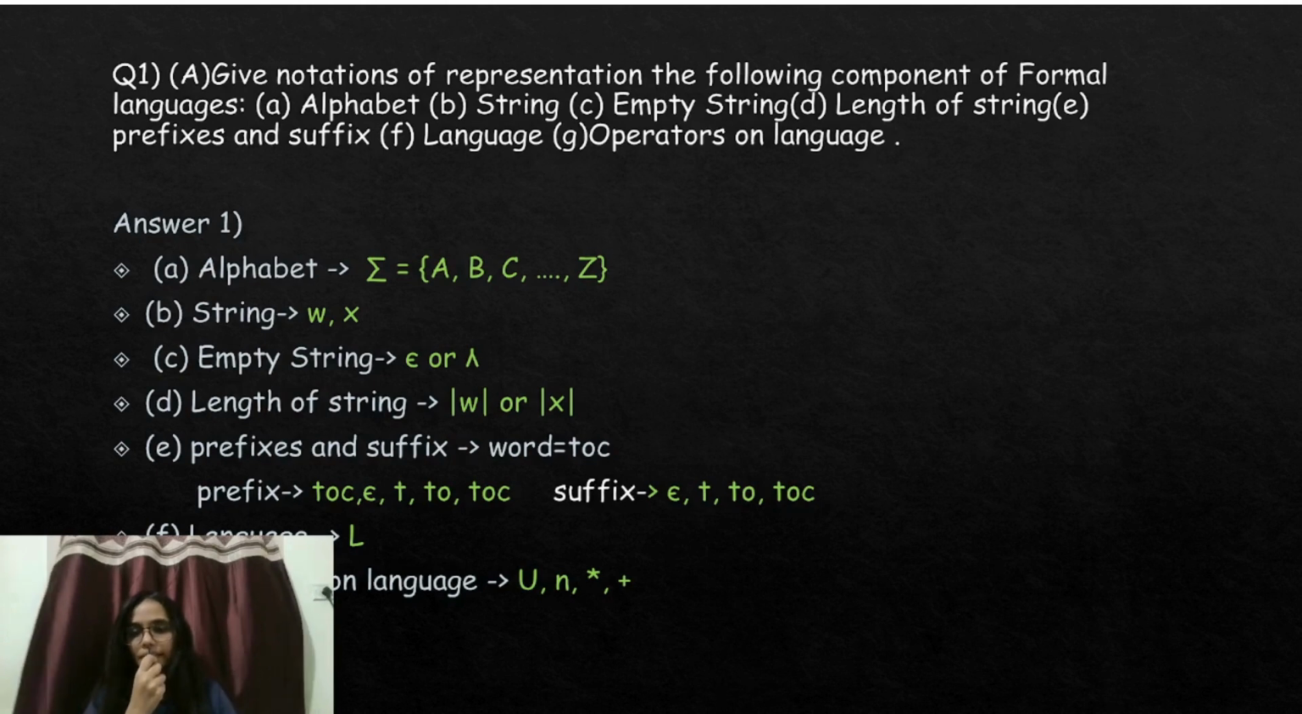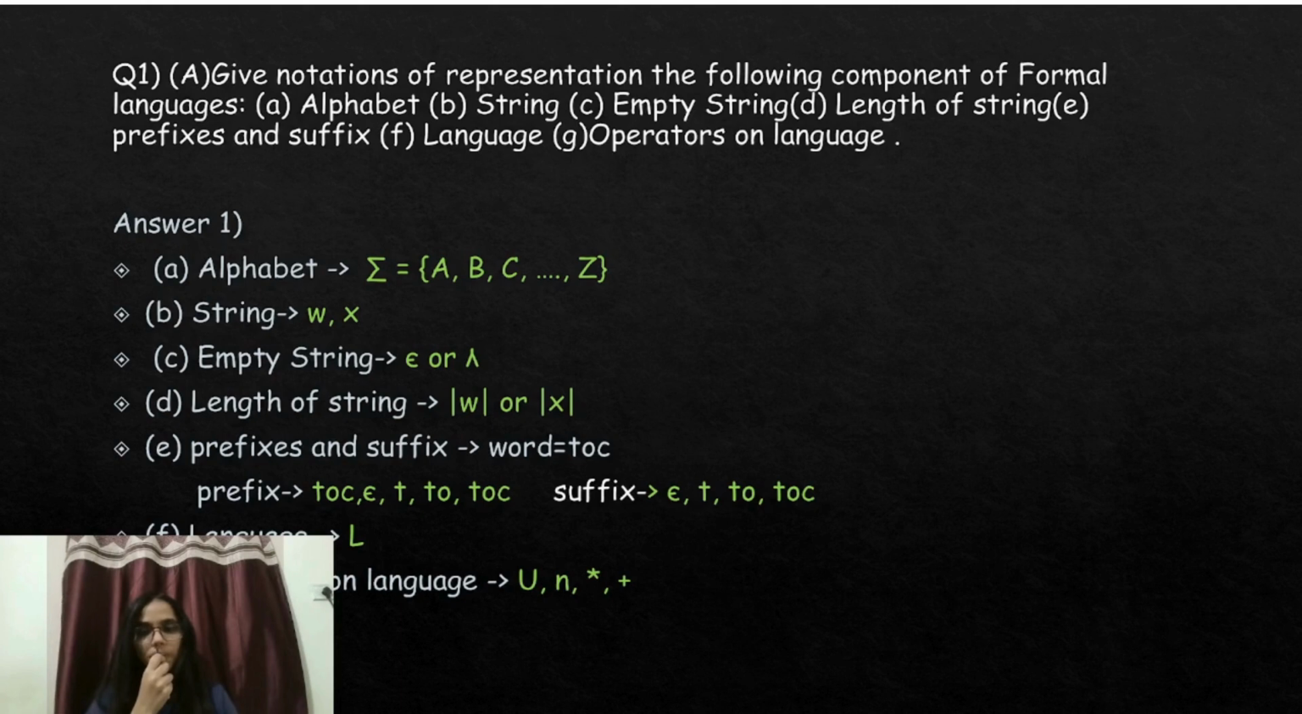The sixth component is language. Language is represented by a capital L. The seventh component is operators on language. There are different operators in formal languages, and the operators are union, intersection, Kleene star, and concatenation. Now let us proceed to the next question.